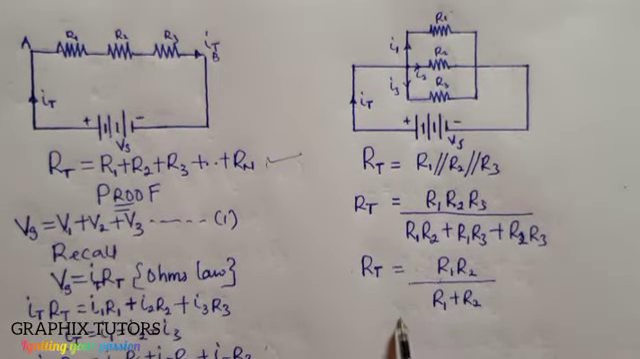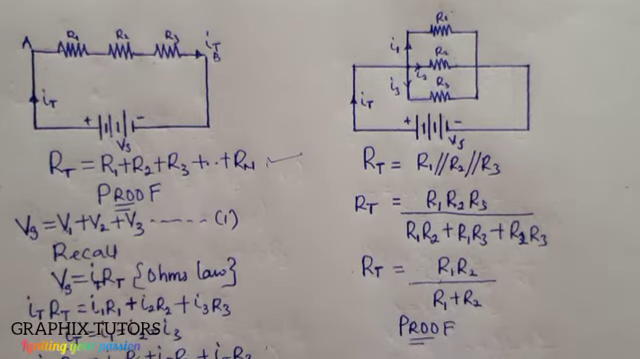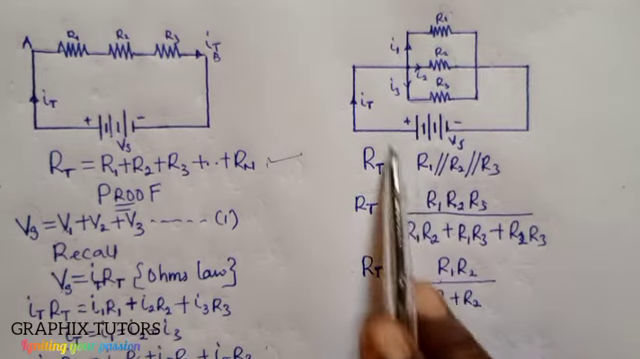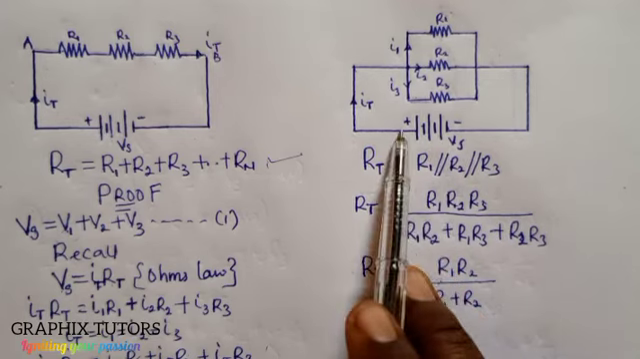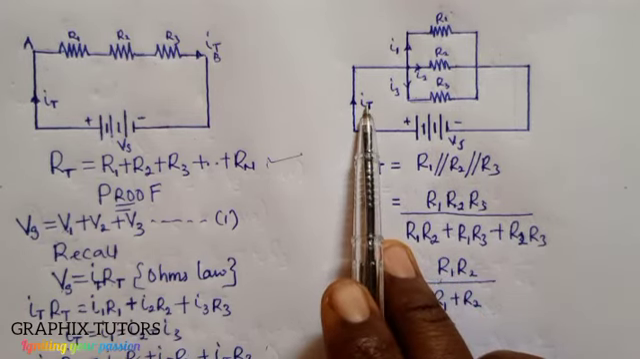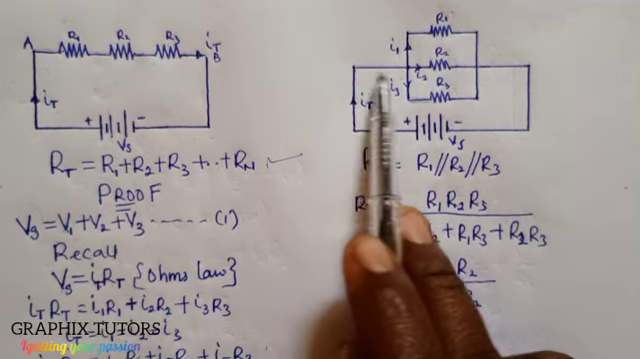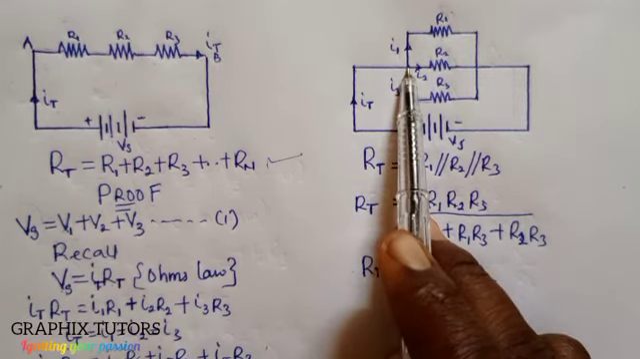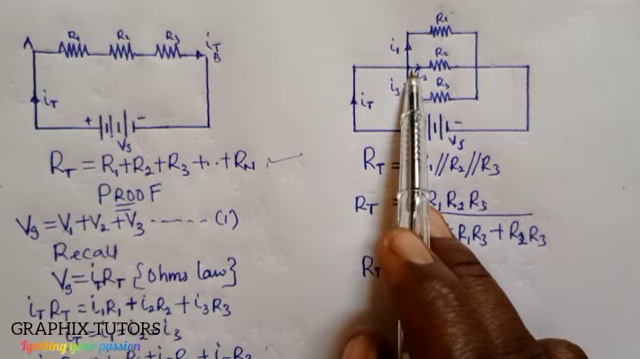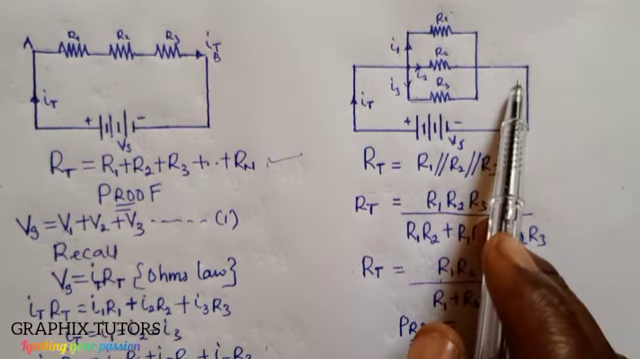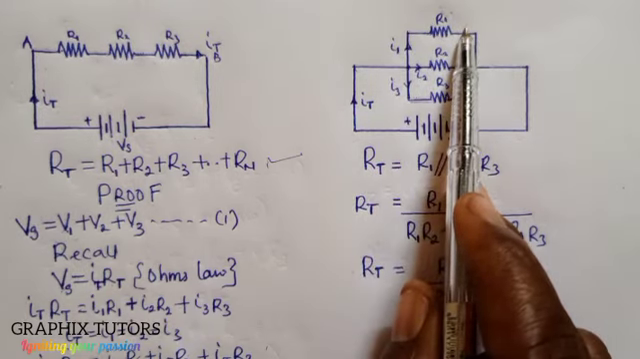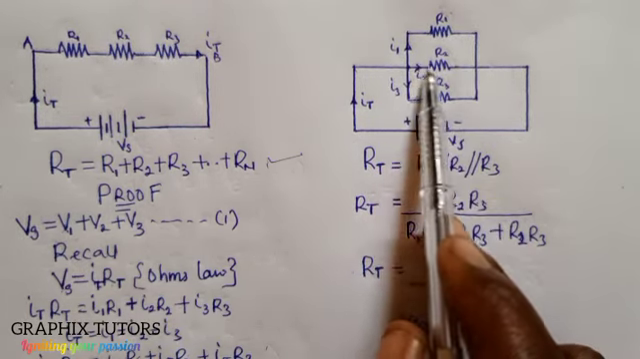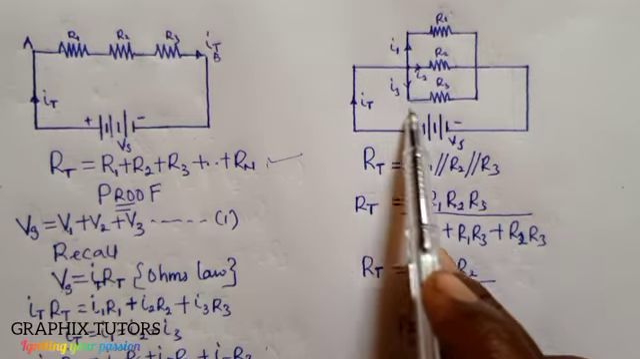We want to prove it, just like we did for the other. If the voltage source provides a current, we'll call it I total, and the I total, like I said earlier, gets to this node, and the current splits to cover more ground. I1 will go this way to R1, I2 will go to R2, I3 will go to R3.